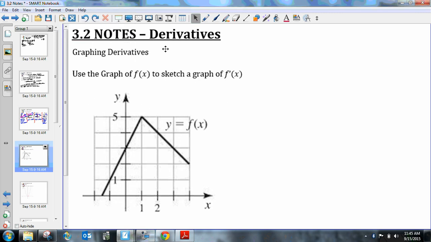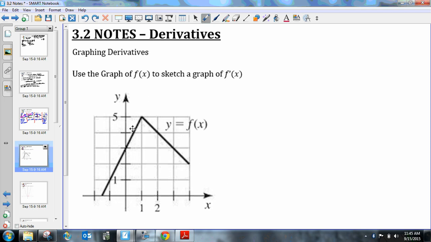Okay, welcome back to the 3.2 notes. What we're going to do right now is look at how to graph derivatives. We look at the graph of our function f to sketch a graph of f prime of x. Okay, so on this first one, I want to start off kind of basic and show you how we graph this.